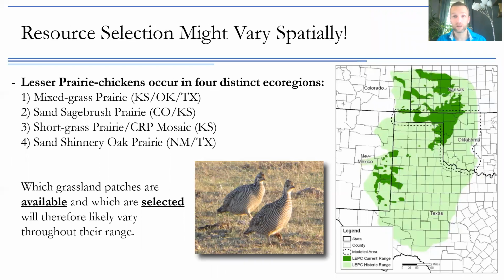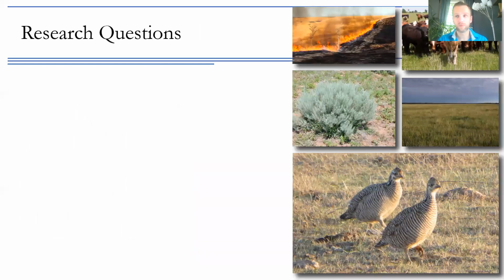Moreover, resource selection of lesser prairie chickens might also vary spatially. They occur in 4 distinct ecoregions: the mixed grass prairie in Kansas and the Oklahoma-Texas Panhandle, the central sagebrush prairie in eastern Colorado and western Kansas, the shortgrass prairie and sand sagebrush mosaic in northwestern Kansas, and the sand shinnery prairie in New Mexico and Texas. And the vegetation communities in all these ecoregions are very distinct. So which grassland patches are truly available and which ones are selected will likely vary throughout the prairie chicken range as well. This brings me to my research questions.